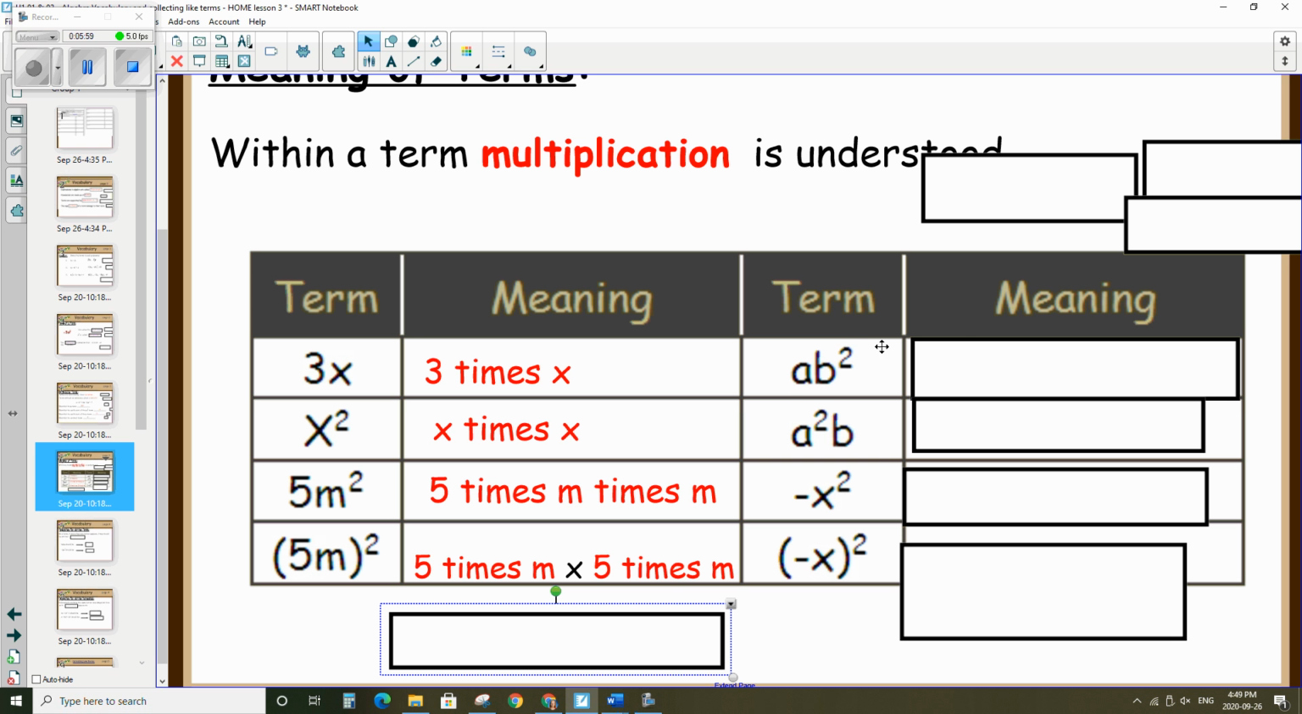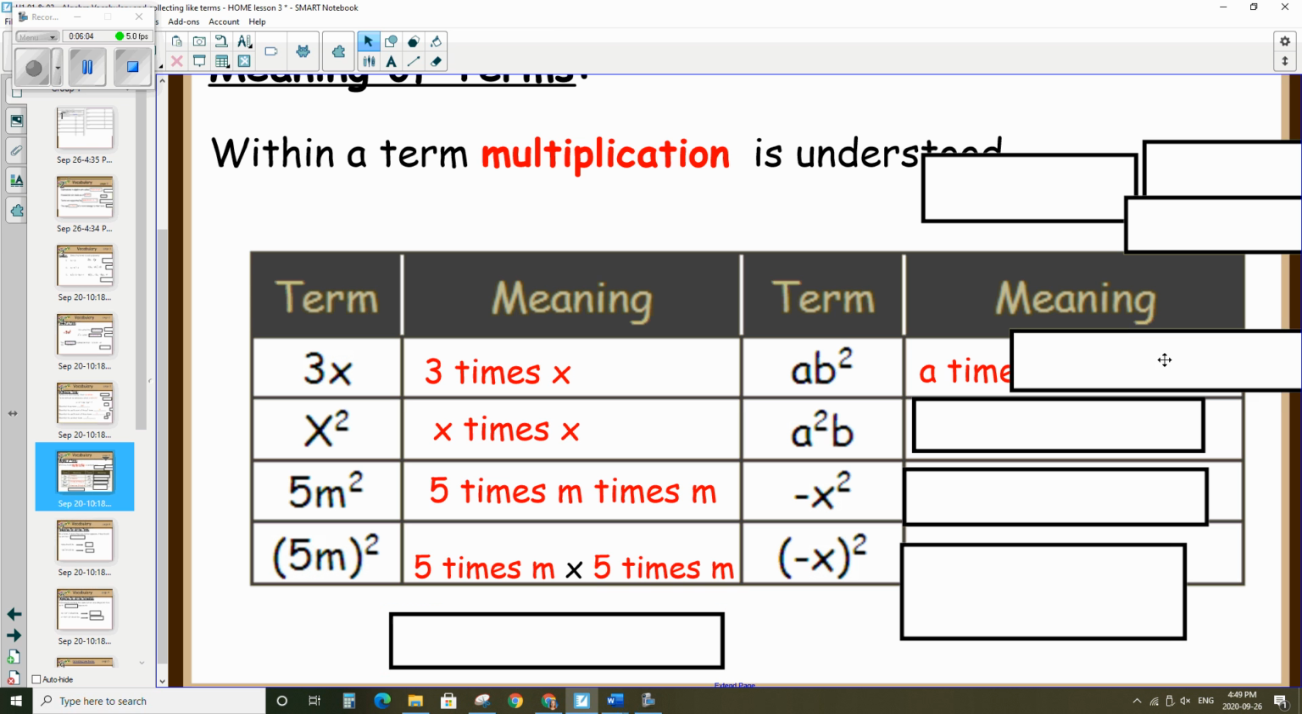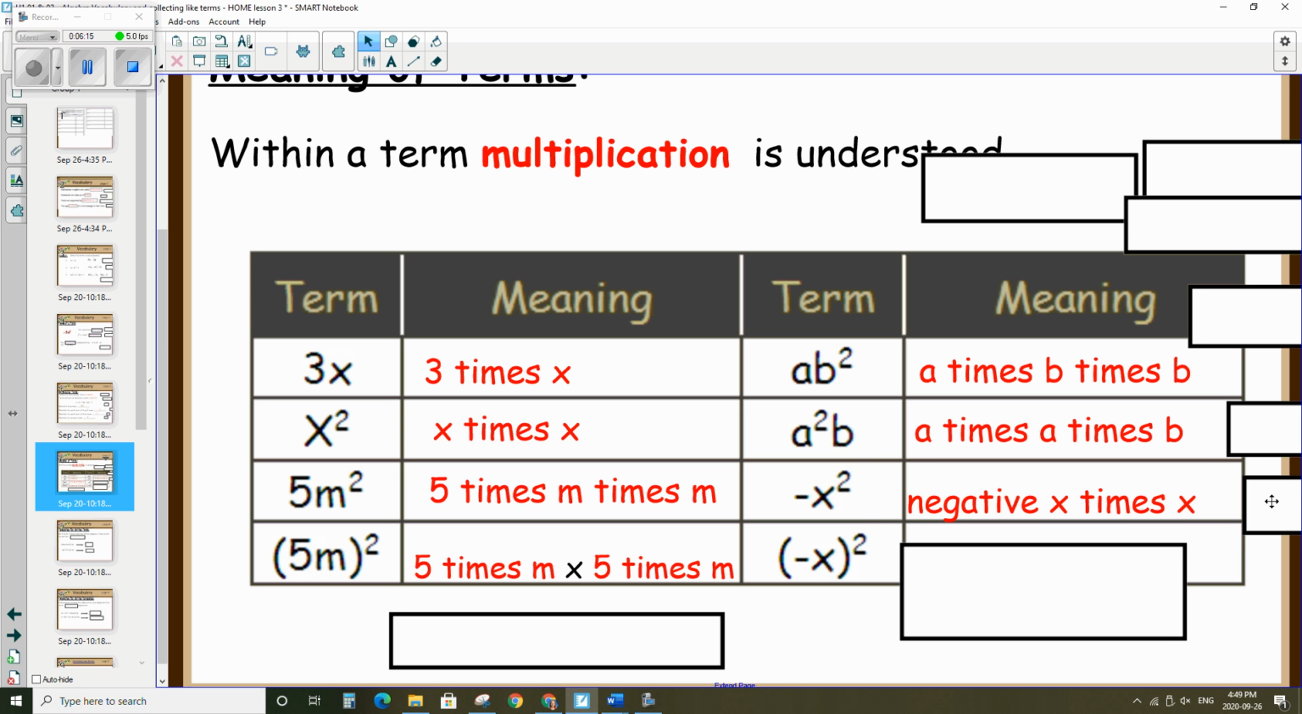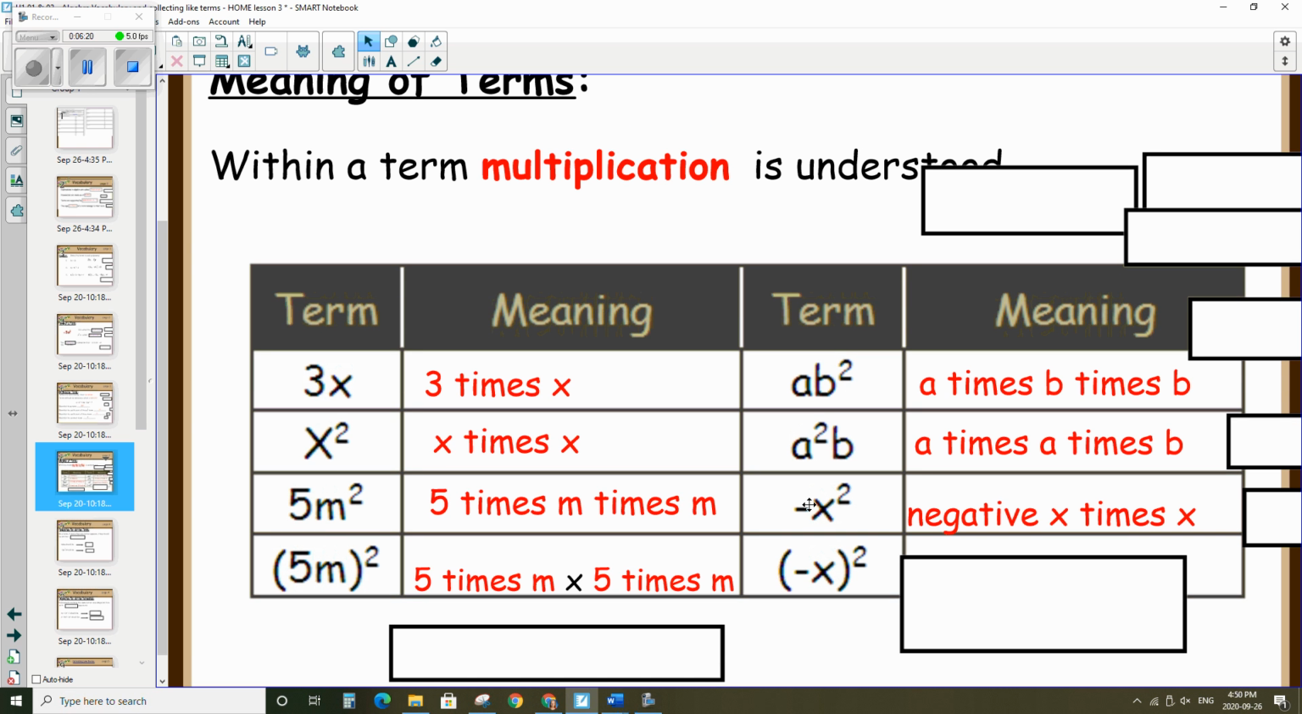ab squared means a times b times b. The b's being squared, so there's actually 2 b's there. A squared b would be a times a times b. Negative x squared would be negative x times x. There's just one negative sign. We're not squaring the negative x. We are squaring just the x with one negative sign in the front. This one has brackets, so for this question, we are actually squaring the entire thing. So we're squaring negative x times negative x.